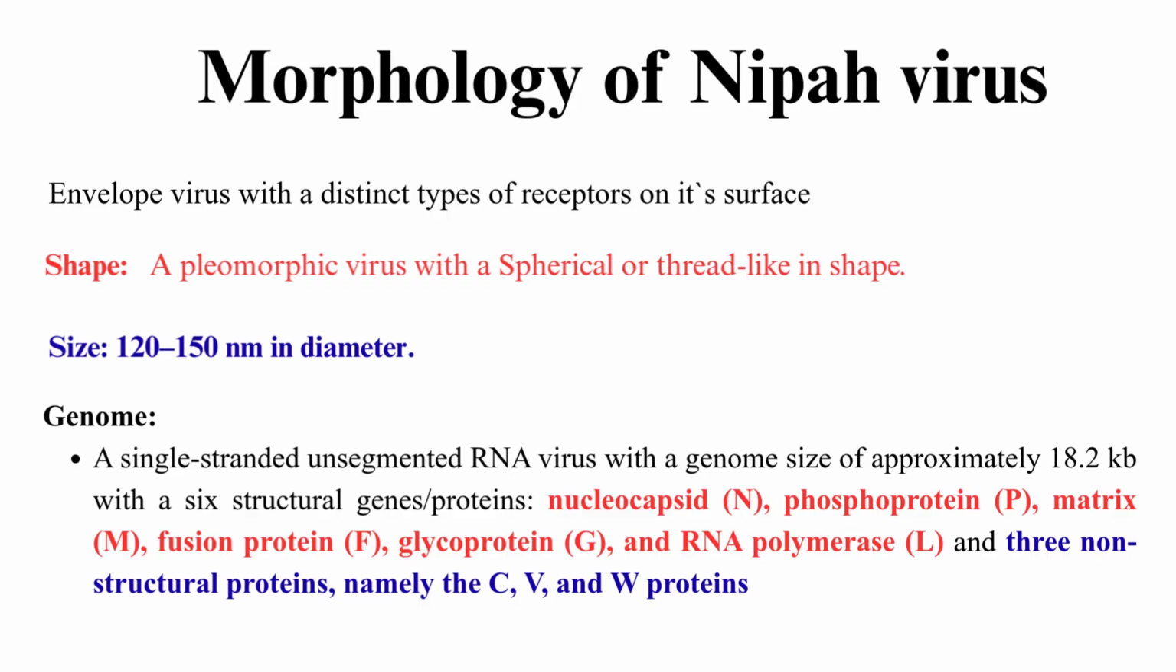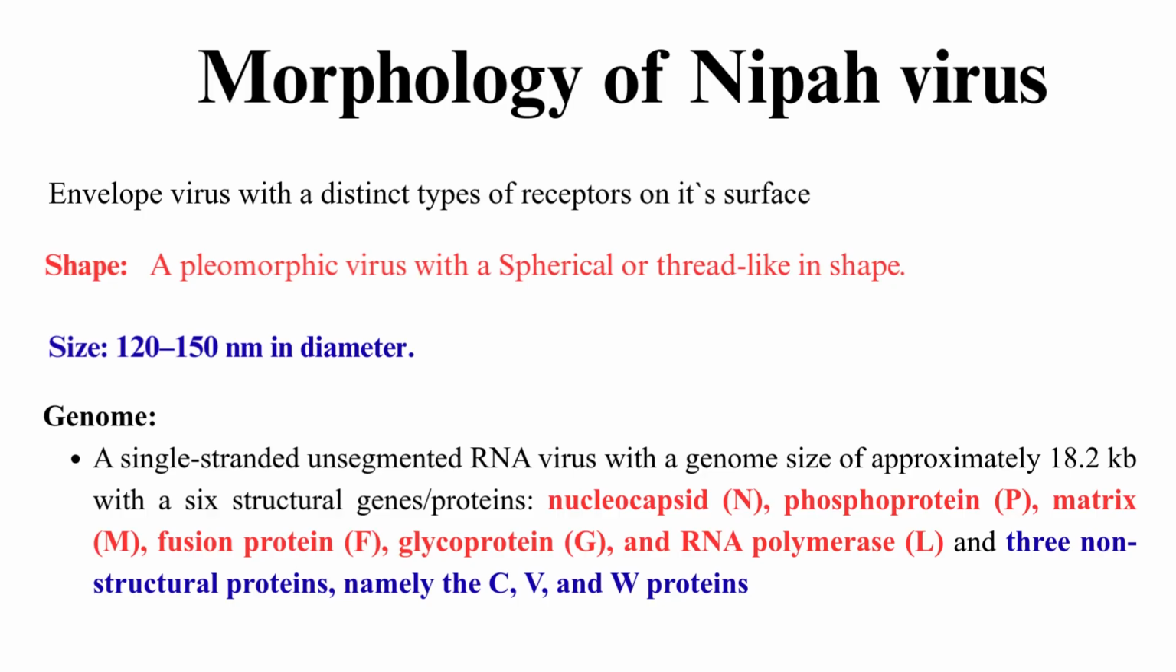Now, let's discuss the shape. Nipah virus is a pleomorphic virus, spherical or thread-like in shape. If we look at the size of the virus, Nipah virus is approximately 120 to 150 nanometers (nm) in diameter.